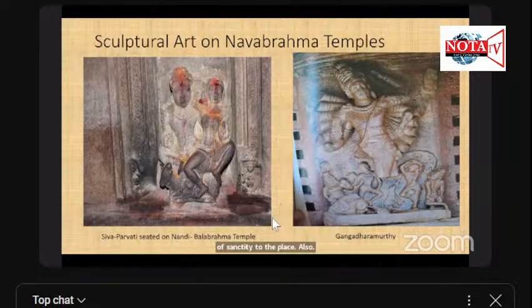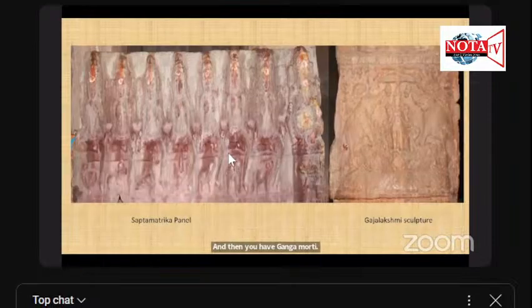And now coming to the sculptural art on the Navabrahma temples. Here we found on one temple near the Balabrahma temple, Shiva and Parvati seated on a Nandi. Usually you don't come across this, as Nandi is usually shown separately. But here you find Shiva and Parvati seated, and this we found in the Balabrahma temple. And then you have Gangadhara Murti, another beautiful sculpture. The Saptamatrika panel and Gajalakshmi sculptures we also found. That is found in almost every temple near the door jambs.